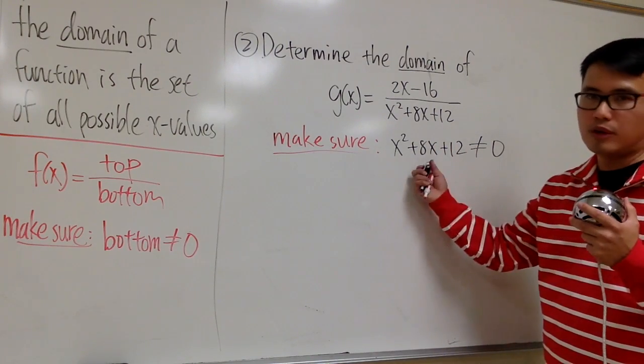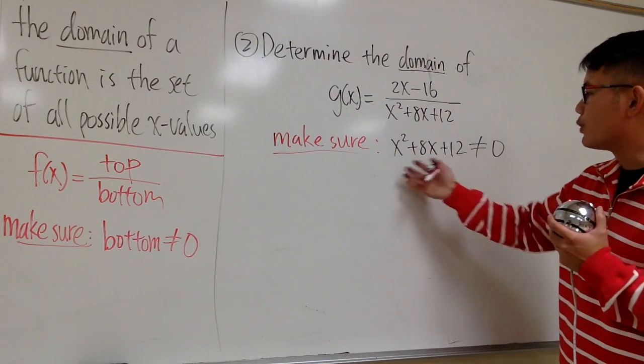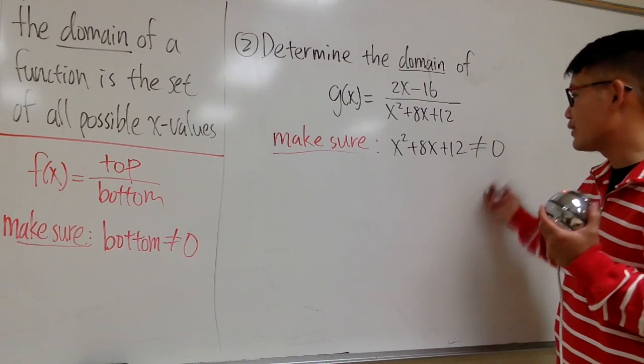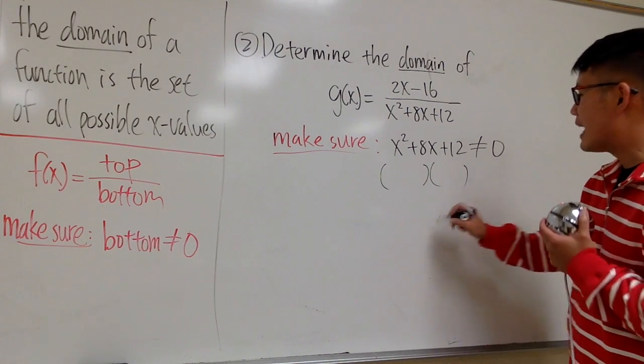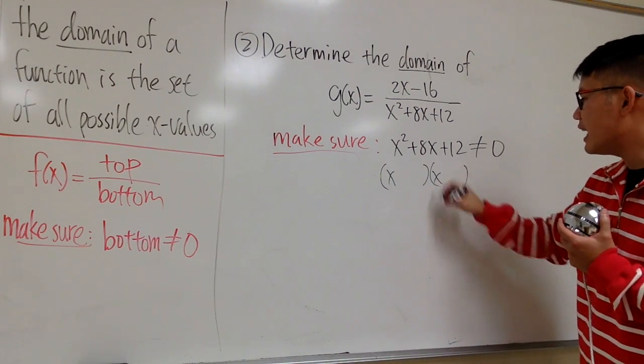And now, how do we solve this? The usual way, we factor, and then work it out. So this is not bad because I know I must have x and x.